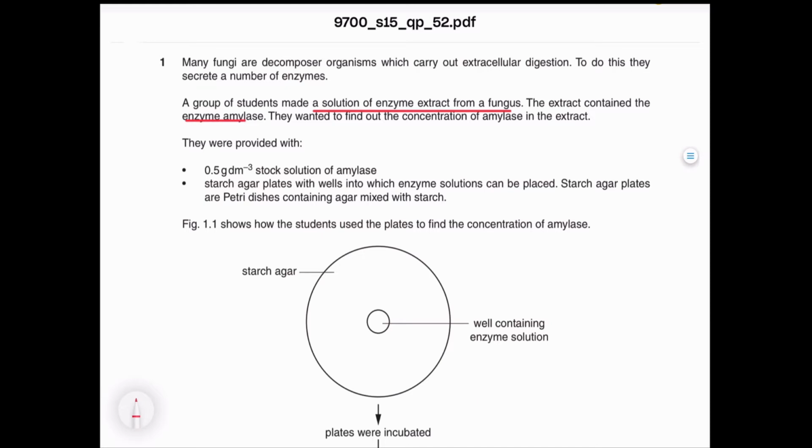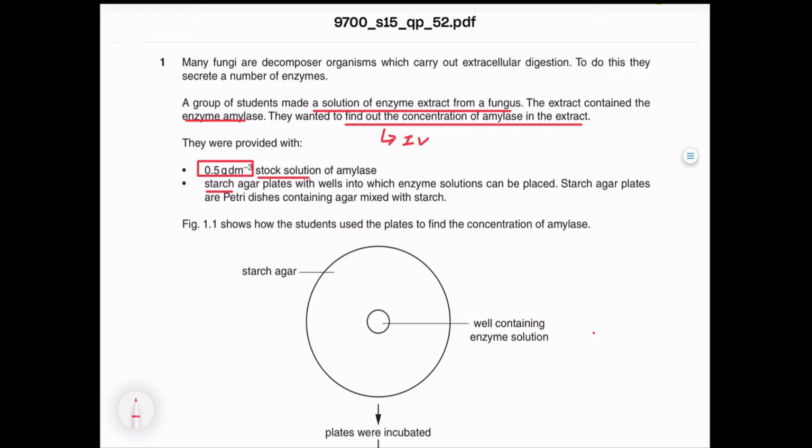So what is the purpose of this enzyme amylase? They are planning to find out the concentration of amylase in the extract. To identify the concentration of the unknown amylase in the extract, I will need to prepare a series of standard solution using the stock solution, where I can see that the concentration is 0.5 gram per dm cube. And then I will need to have starch, which is the substrate, prepared into a petri dish. So now I can tell that this is my independent variable, which is the concentration of amylase.